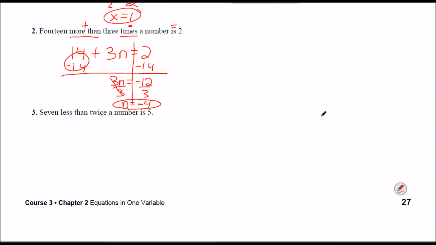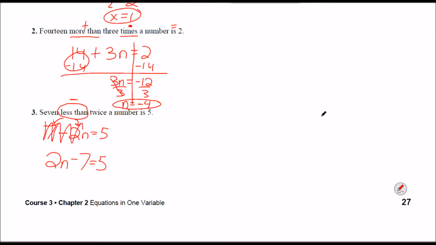Number 3, we have 7 less than. We talked about this earlier. Less than is subtraction, and anytime we're dealing with subtraction, we need to be careful. Specifically the words less than, because with those words, the order of our numbers flips around. So 7 minus twice a number is what a lot of people would like to do, but because we have the words less than, we're going to switch that order. So it should be 2n minus 7 equals 5.